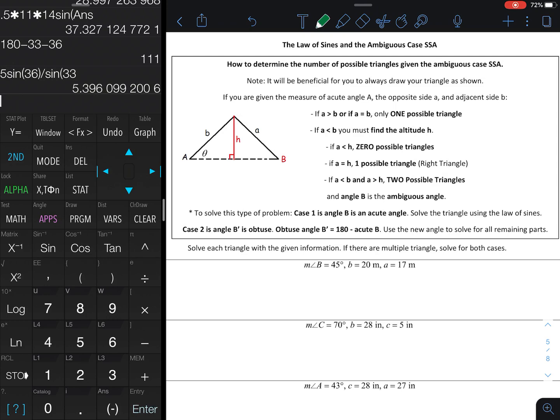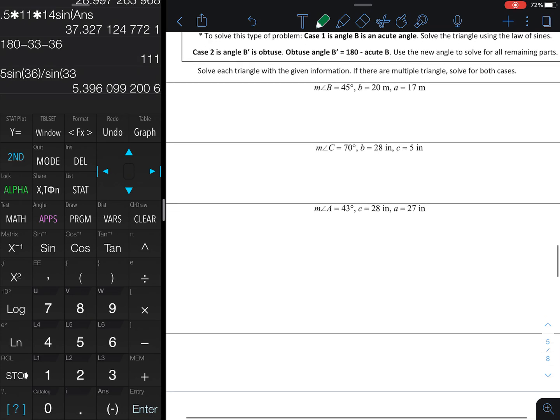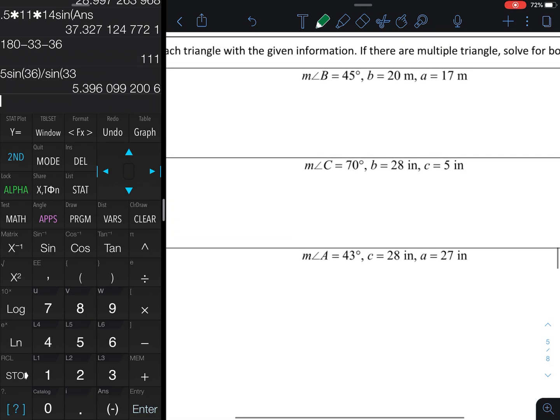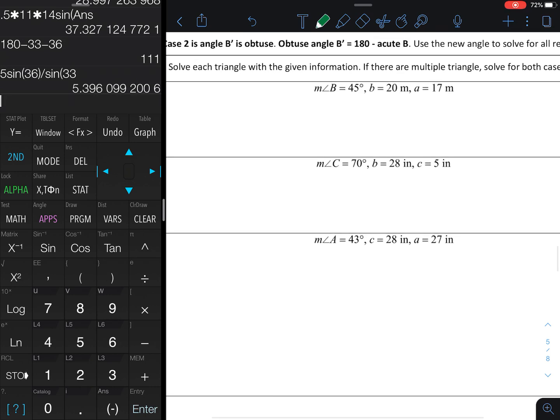And so I have one example for each case here that we're going to work through, so that we can see what's going on. Now, I'm looking here at this first question, and the goal is to figure out, all right, is this a possible triangle? And if it is, is there more than one possible triangle, or do I need to worry about finding 2?